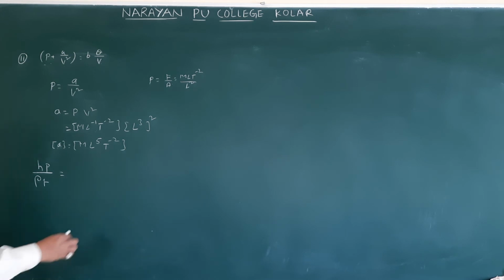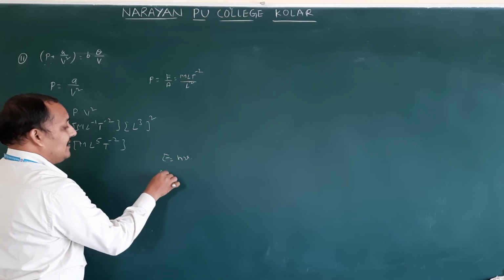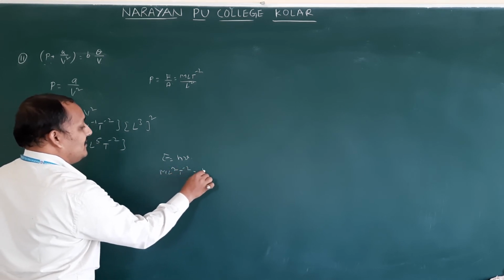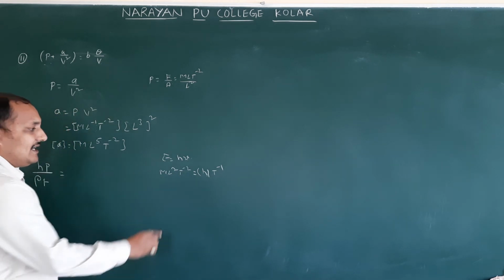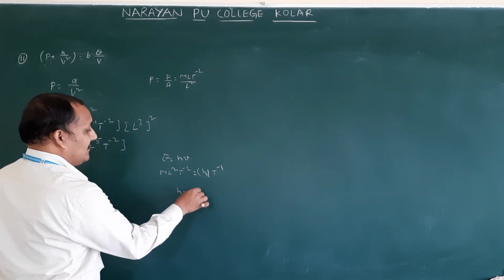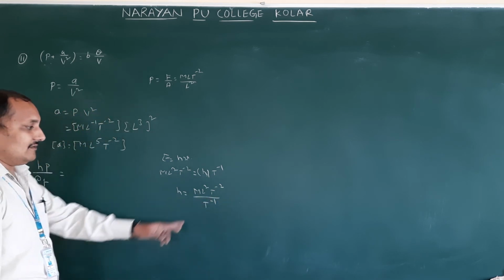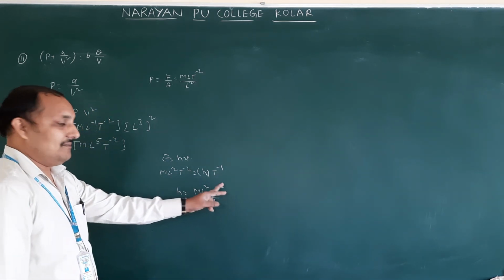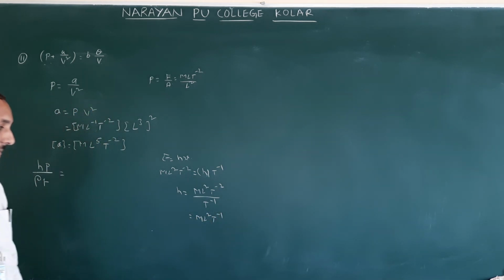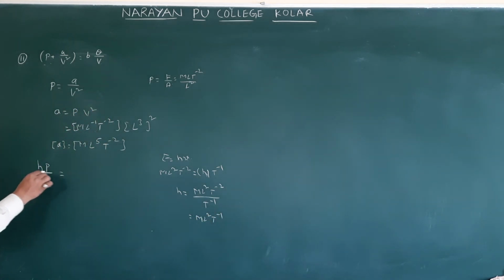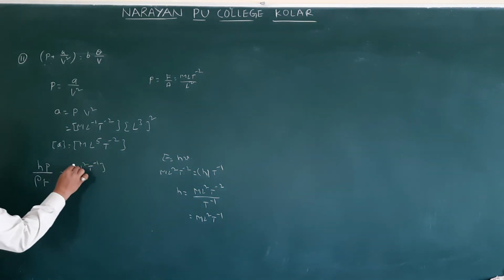Planck's constant dimension formula: E is equal to hμ. Energy is M L² T^-2, h into μ, where μ means frequency, T^-1. And h is equal to M L² T^-2 by T^-1. Then you will get -2 plus 1, so M L² T^-1. That is the dimension formula for h. If you forgot, we should do it like this. So M L² T^-1.